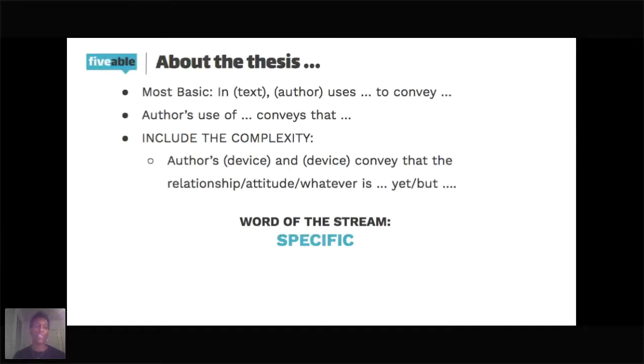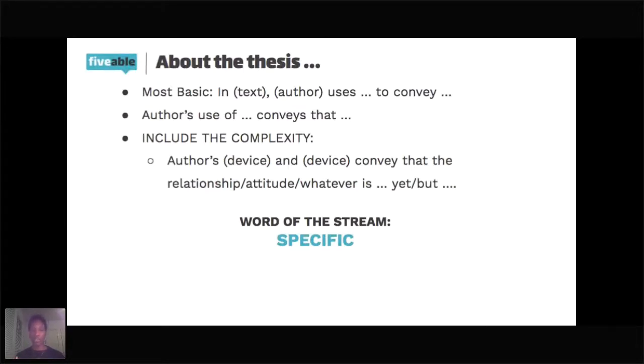So the flip side of that is if you turn it around, it gets a little more sophisticated: the author's use of devices conveys that blank. I believe this is one of my favorite AP Lit maxims to repeat: if you incorporate the word "that" into your thesis or theme statements every time, you're making sure that a whole idea follows, and you're not going to parrot the prompt, because the prompt doesn't give you a whole idea.